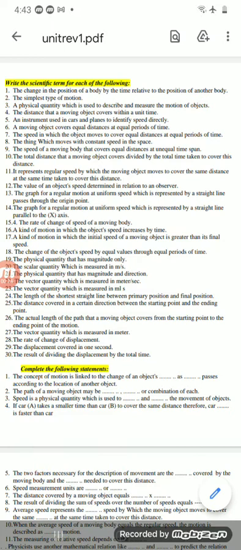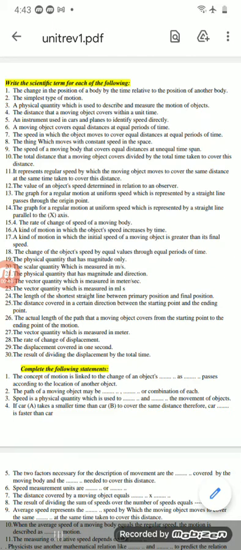Write the scientific term. The change of the object position of the body by the time relative to the position of another object. Motion. Define of motion. Number 2. The simplest type of motion is motion in a straight line. Motion in a straight line.